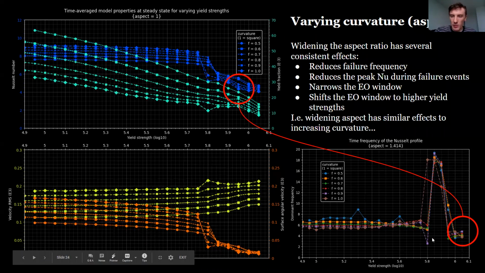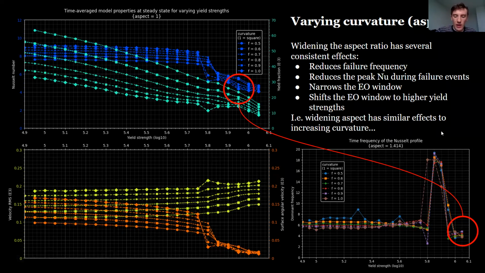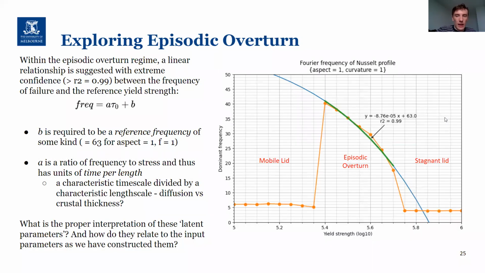And again, we see that it's completely altered the envelope where episodic overturn occurs. So episodic overturn, the Bayes diagram of this model, is very dependent on the geometry of the model. Now, if we look at this in a bit more detail, you can fit a regression curve to the dominant frequencies, so essentially the frequency of these major failure events.